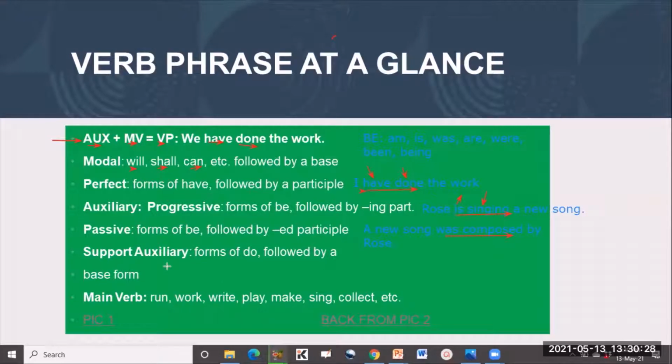The next is support auxiliary. And when we talk of support auxiliary, we are talking of the primary auxiliary verb do. There are various forms of do, like do, does, did, doing, done. These are the various forms of do. All right, so let's now take a form of do and use it to form a verb phrase here. And so what do we have?